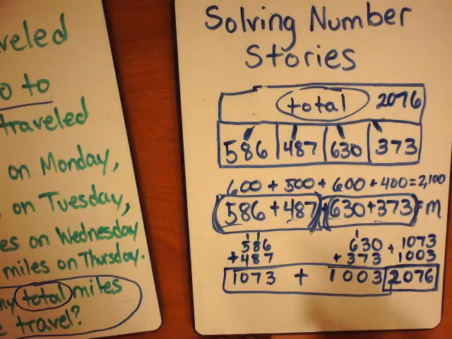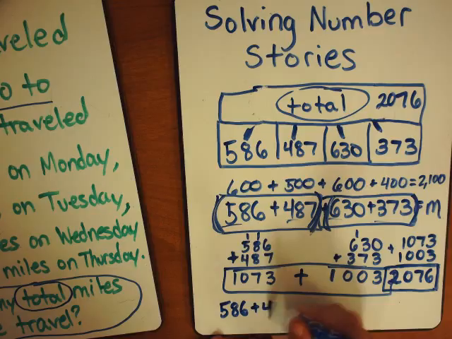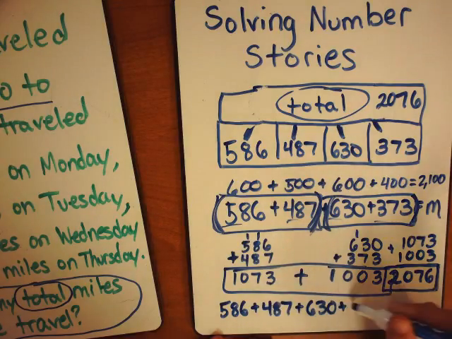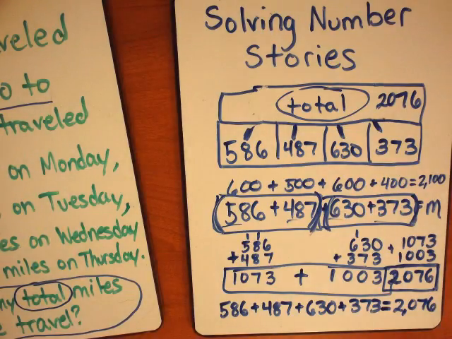So the last thing I'm going to do is write my number sentence with my known. So I've got 586 plus 487 plus 630 plus 373 equals 2,076. Okay, so make sure that you've got that written down in your notebook there.